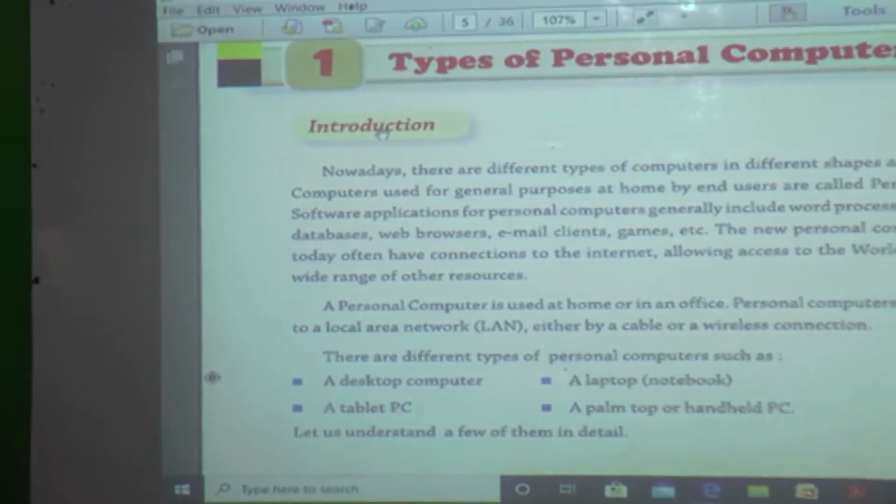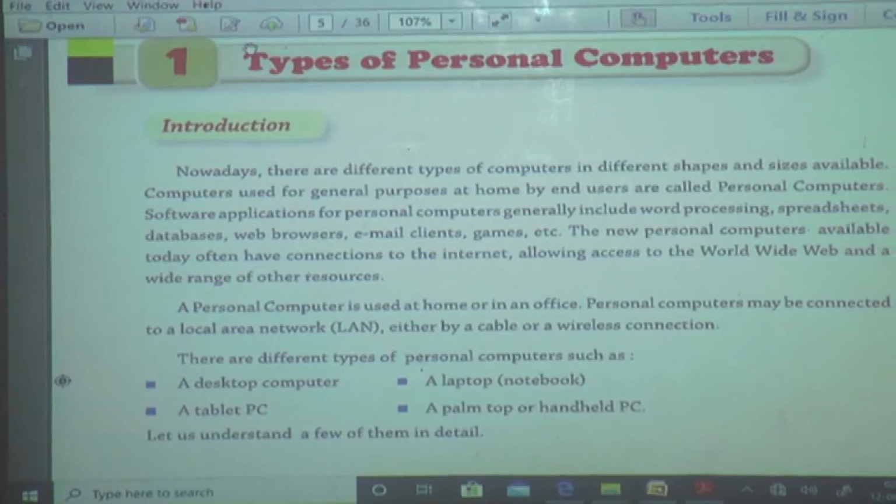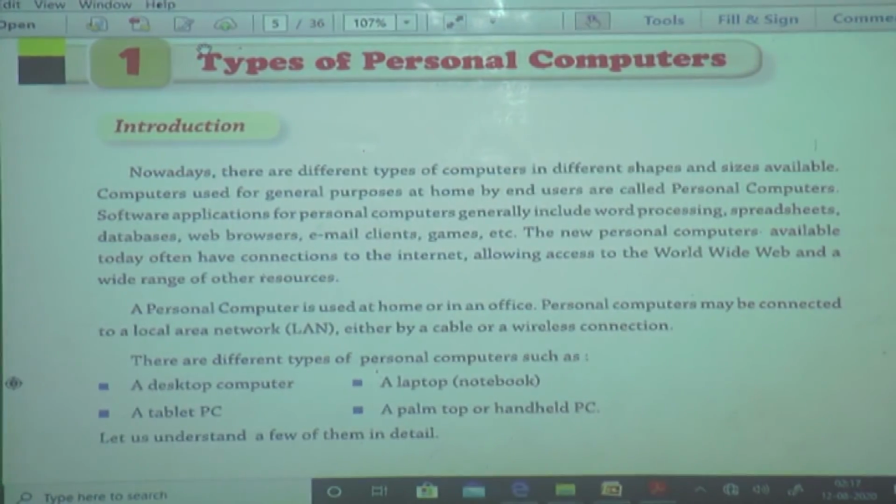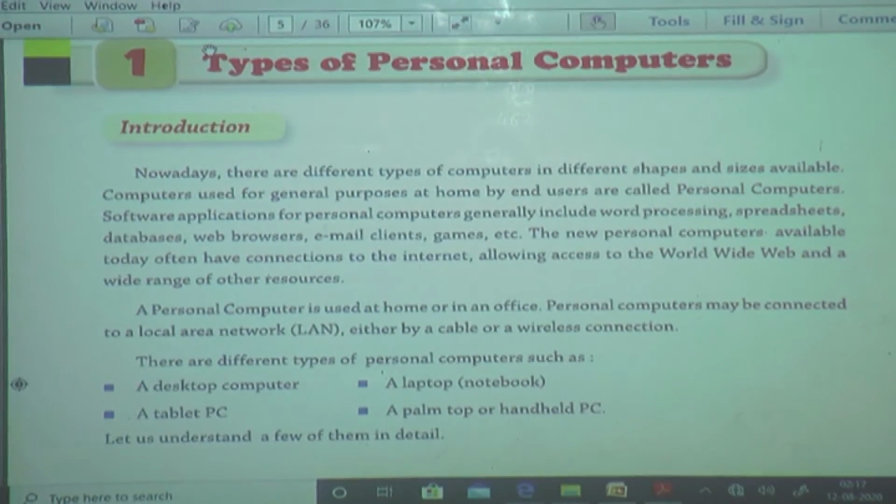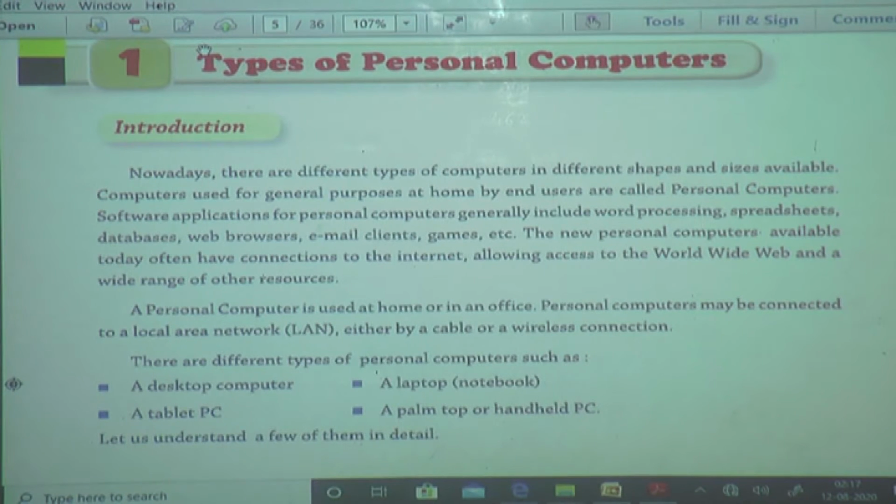First is the introduction. A computer has 4 main parts. Which are they? Keyboard, mouse, monitor and CPU. A computer also has parts like printer, scanner, microphone, and we will see in detail what is the use of those parts. Now we will see types of personal computer.